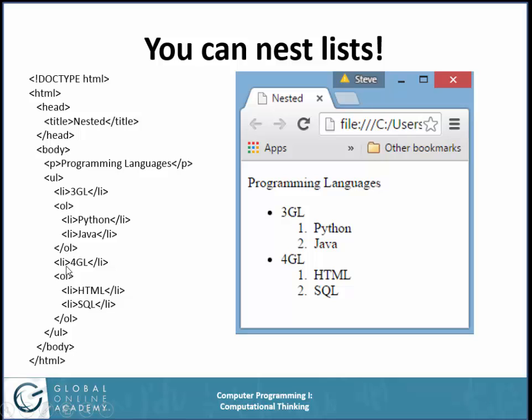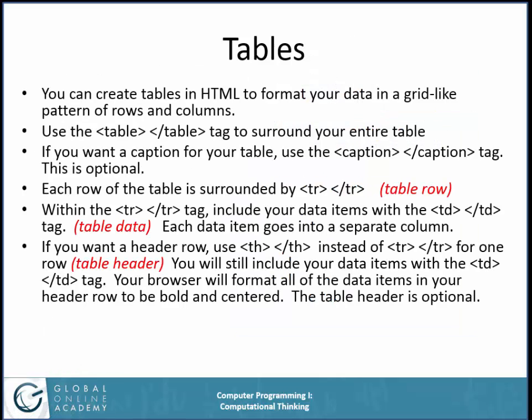Notice this list item is not inside the ordered list because I've already closed the ordered list tag. It's inside the unordered list. So this one, 4GL, is part of my unordered, my bulleted list. And I close that list item and then put in another ordered list with HTML and SQL in. You can nest these as deep as you want, whatever makes sense for your web page.